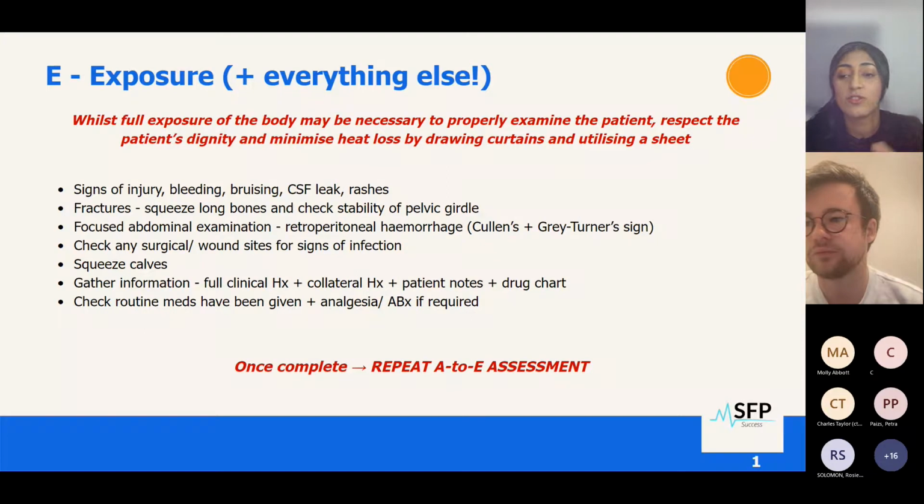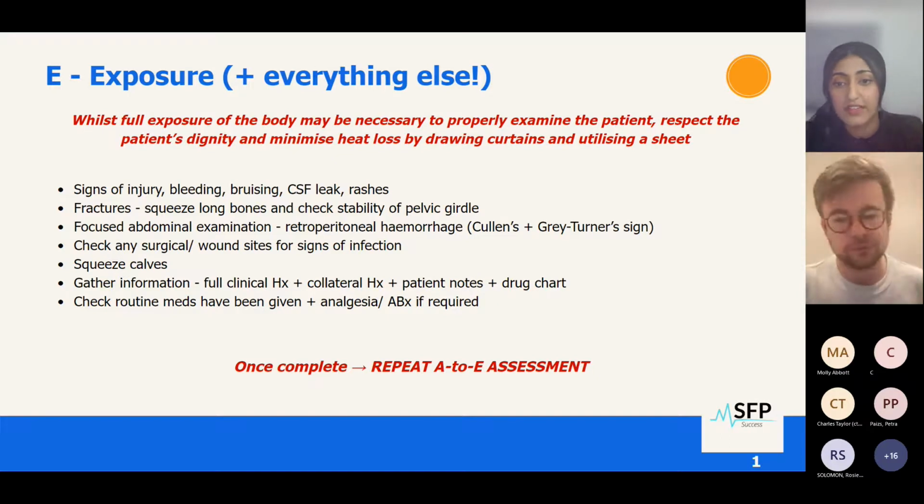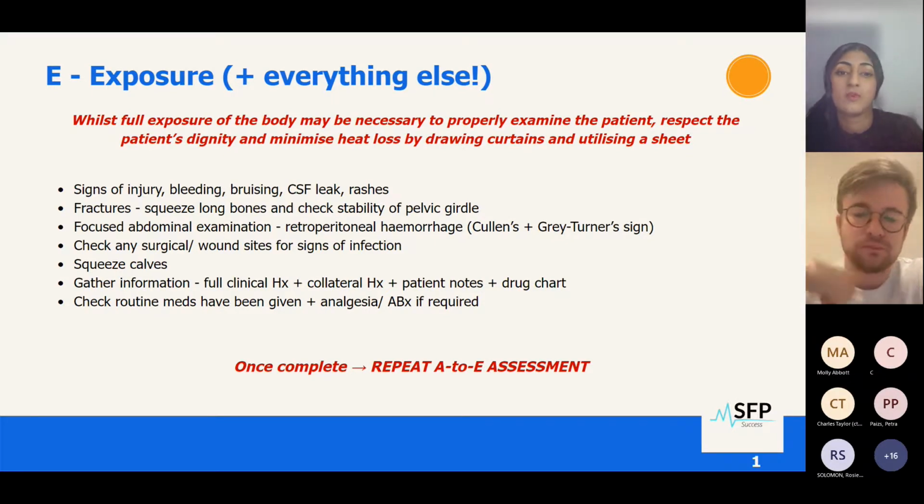And then once you've done all the clinical side of things, you want to gather as much information as possible. So that's a history from the patient, if they're conscious and able to give you that, or if there's one that's already been written up, a collateral history, looking at the patient's notes and their drug chart. The reason you're looking at their drug chart is this patient may be incredibly unwell because they have a medical condition for which they've not been given their routine meds or they've missed a dose. At that point, you can give interventions with that.